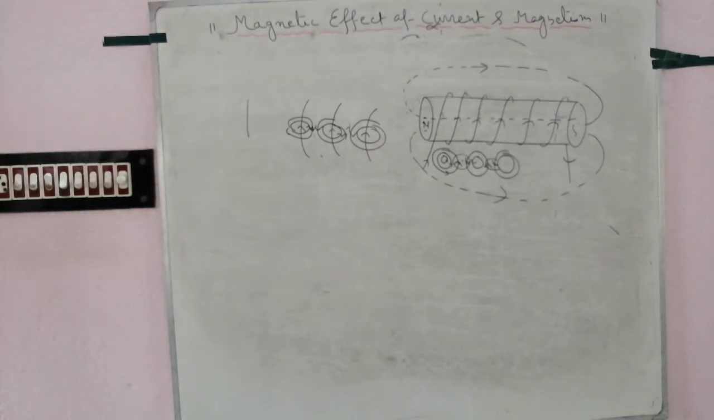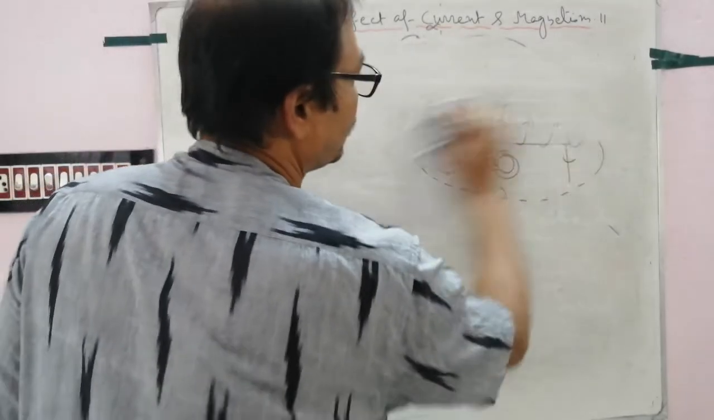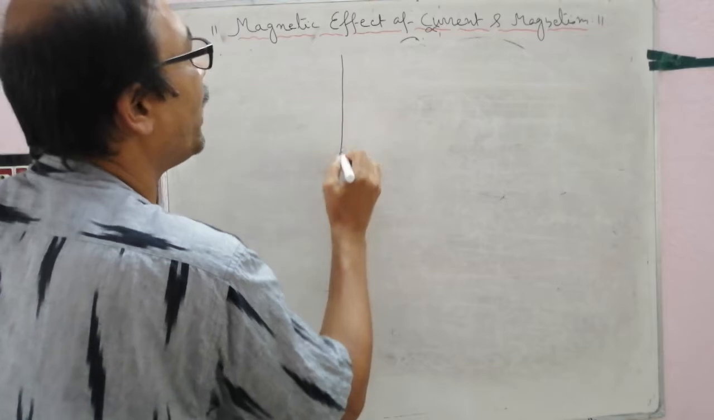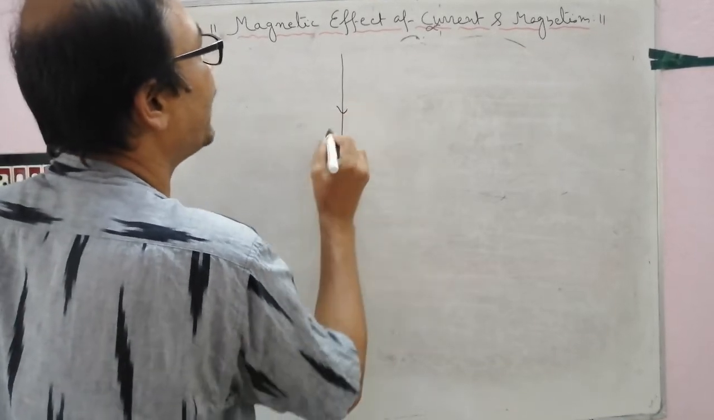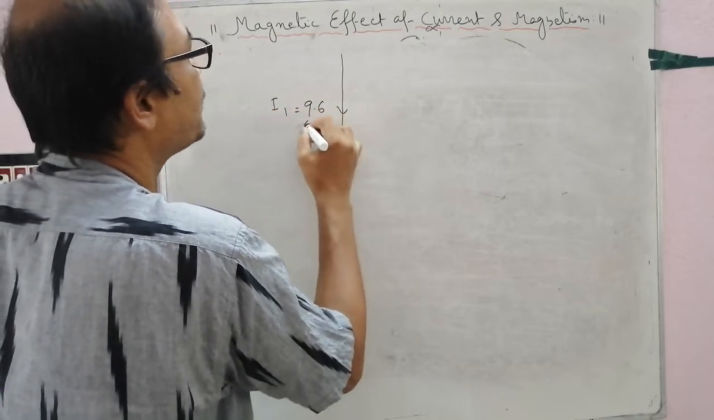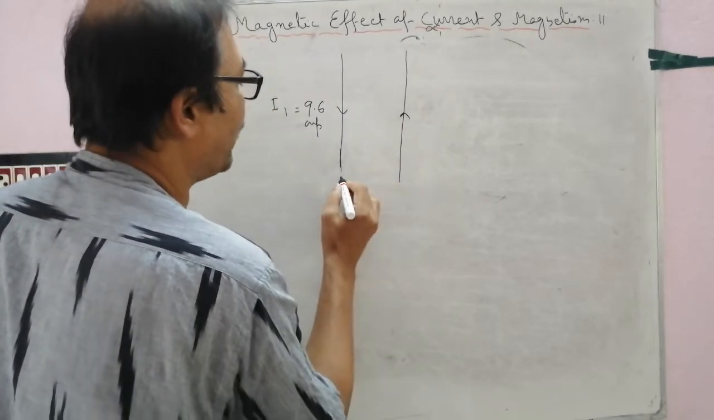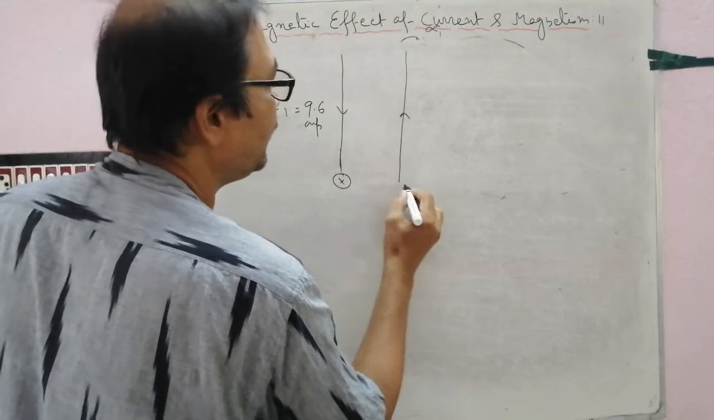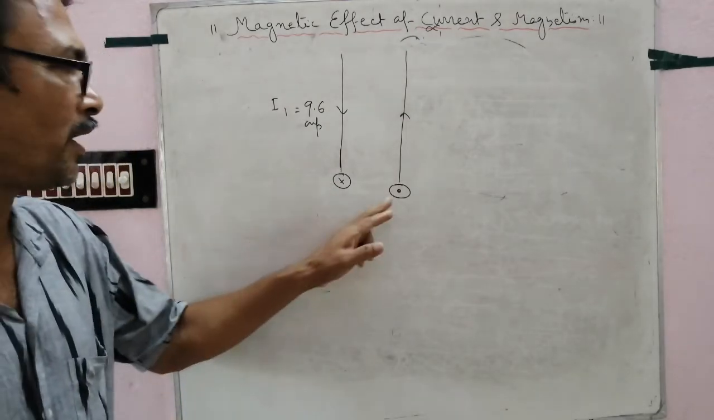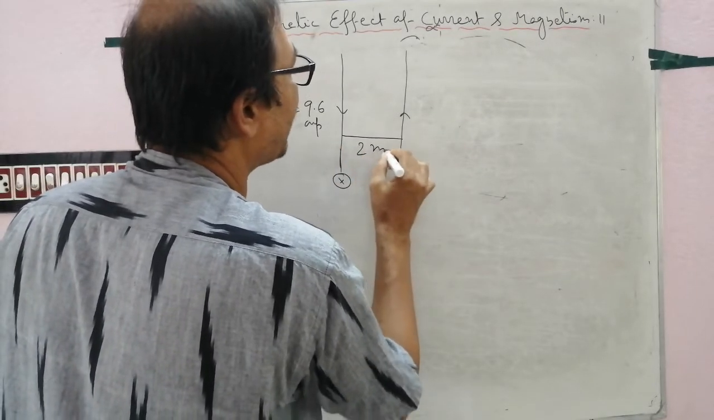Now I shall discuss the last problem of today's class. Suppose this is a wire, the direction of the current is downward, that is I1 equals 9.6 ampere. Another wire, this is upward. This is downward direction and this is upward direction. A cross indicates downward and a dot indicates upward. The distance between the two wires is 2 meter.